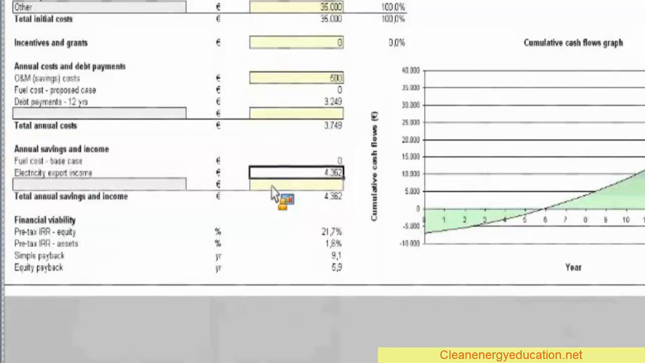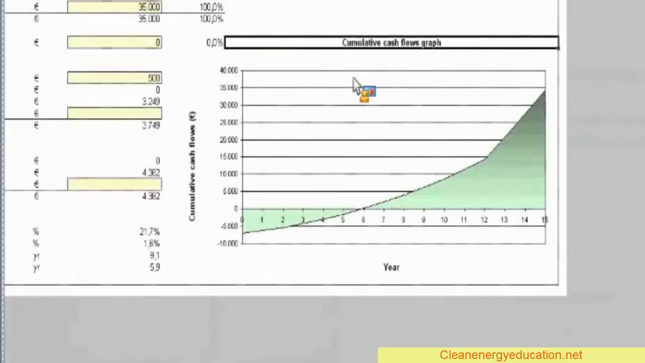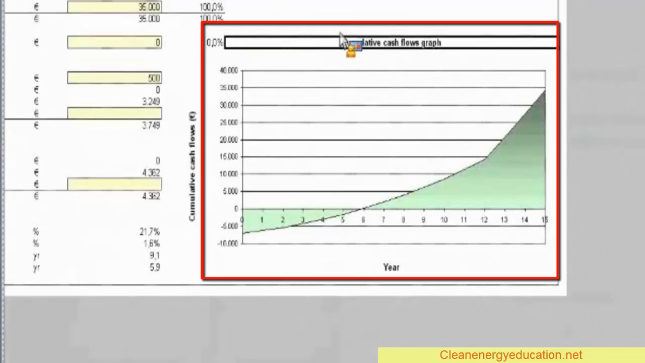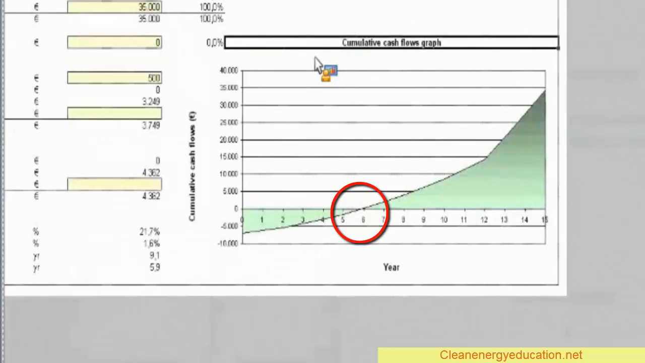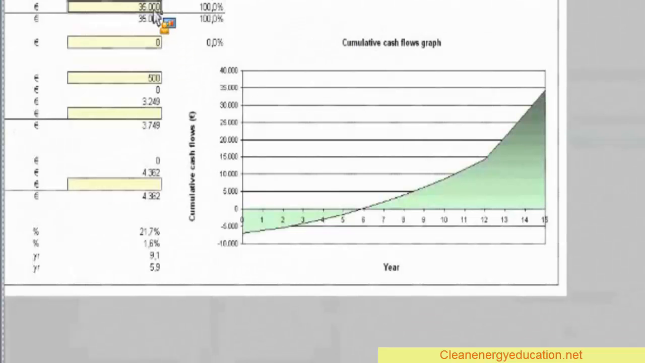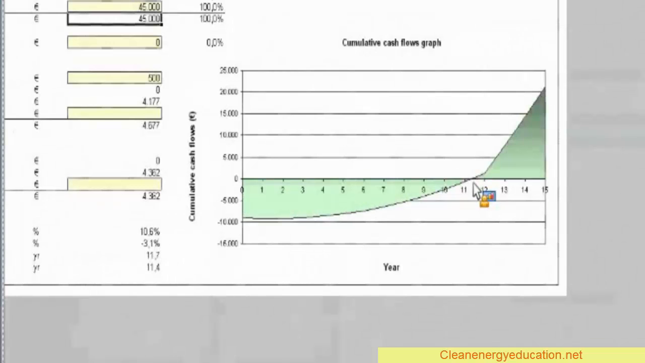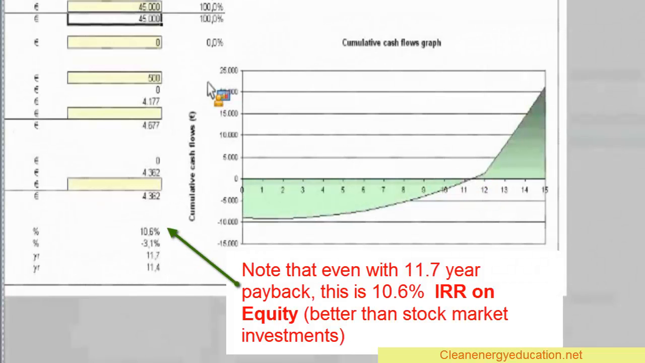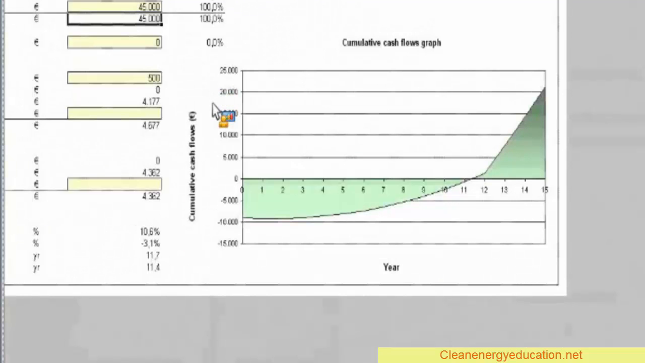Then in this case you can see here the cumulative cash flows graph, where you see how you have a payback time based on your equity of about 6 years, which is an interesting investment. Well, it all depends on the amount of your investment. If you have to assume the full investment, let's say 45,000 euros, then you start recovering your investment in almost 12 years. So it will be more of a voluntary action if you don't have any other incentive.